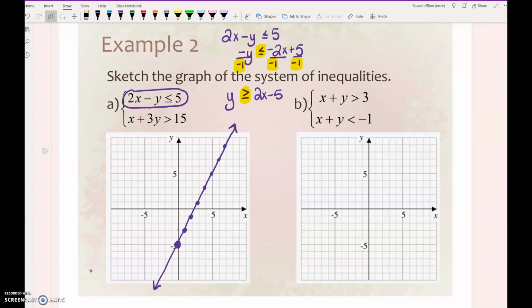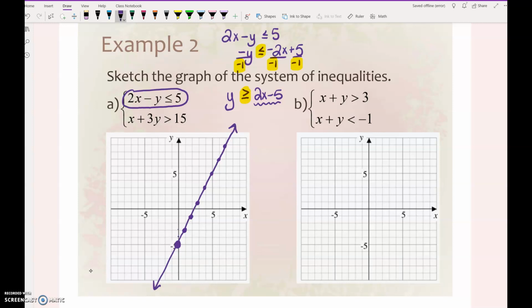Okay. Now, shading. Shading on slanted lines can be a little bit difficult. I don't want you to think about left, right, up, down so much. I want you to think about 2x minus 5 is the line. Our y values that we shade need to be bigger than that line. So if you put your pencil on the line, like I'm going to put my pencil at -5 on the y-axis.